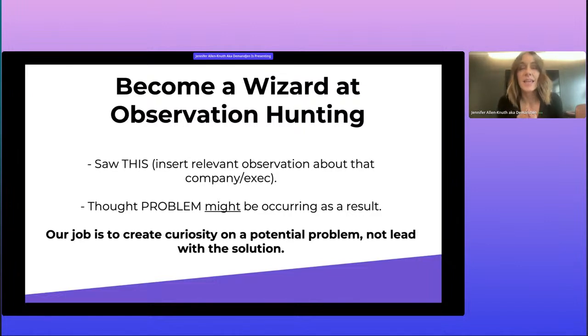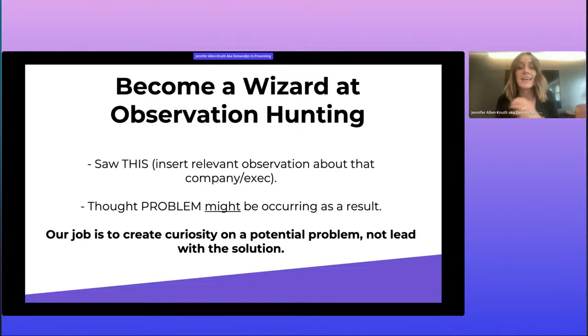If you look at the vast majority of the emails I had up on the screen, and the vast majority of emails that we sent, I've sent them too, we tend to take a motion where we say, here's who we are, here's why we're great at it, do you want some time to talk about it? The idea is to say, let me impress you with what we do, hoping you're interested and want some of it. We've seen that as an overused motion. Instead, when we think about observation hunting, what we want to be able to fill in the blank for is this: I saw this observation about the company or the executive, and I thought a problem might be occurring as a result.